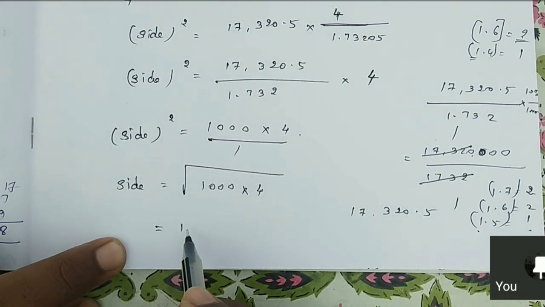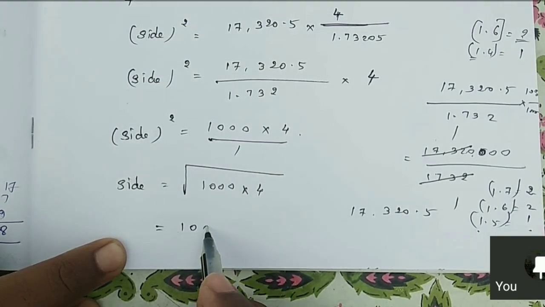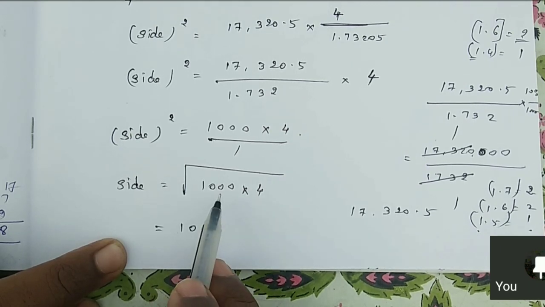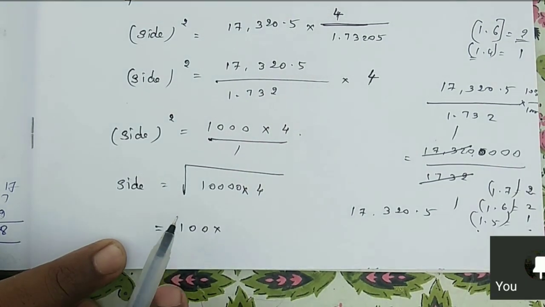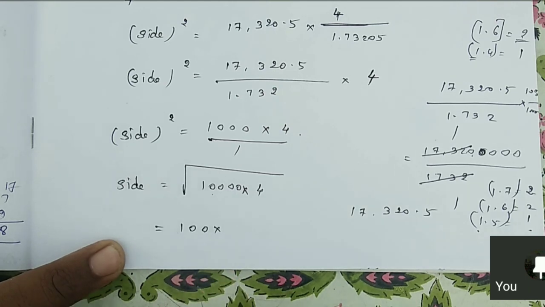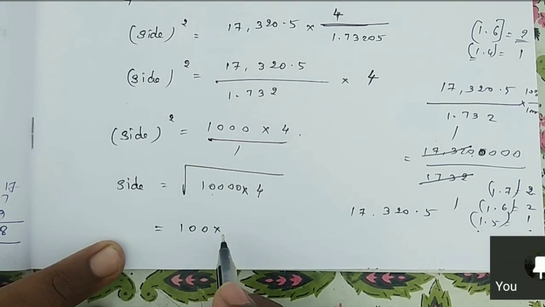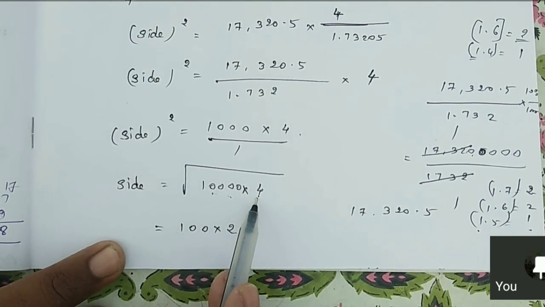What is the 1000? Square root of 1000? 10. 10 into 10 it became 100. Sorry, 10,000 here, one more zero. So what is it? 10,000. Square root of 10,000, what is it? 100. And the square root of 4? 2. Very good. So we now removed the 10,000 and 4 from the square root side.